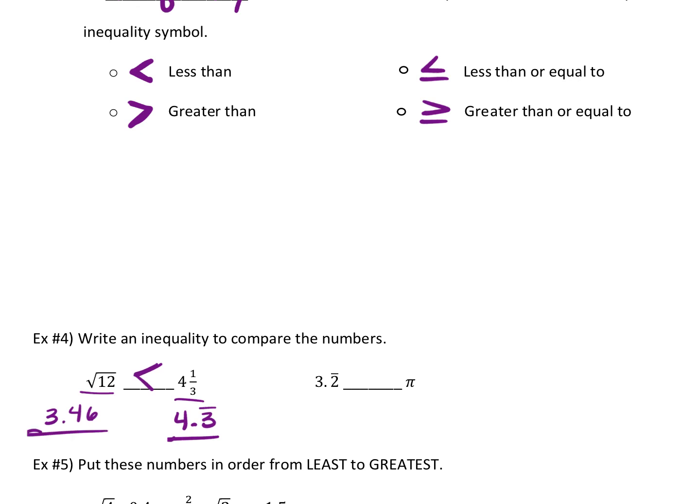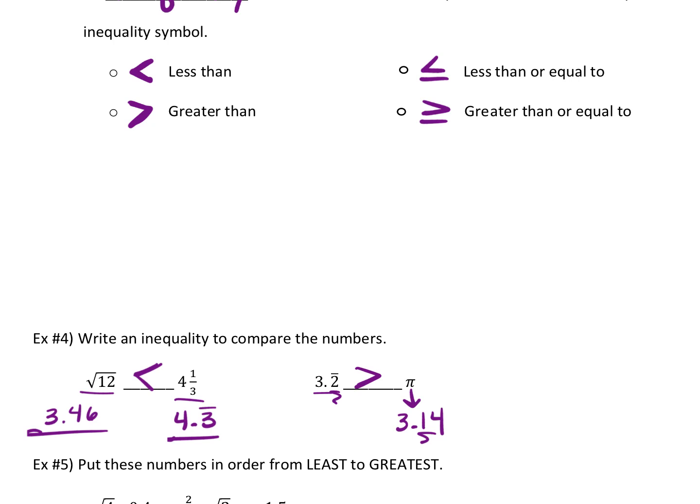Okay, so we're comparing those numbers. What does pi equal? Give me 2 decimal places. 3.14, okay? Compared to 3.2 repeating, which one's bigger? 3.2 repeating, right? A 2 is bigger than a 1. So that's a greater than for that one.